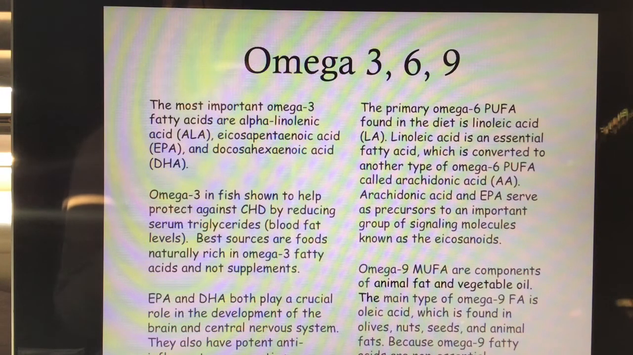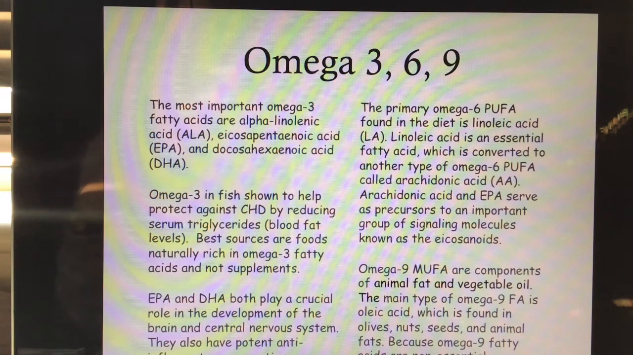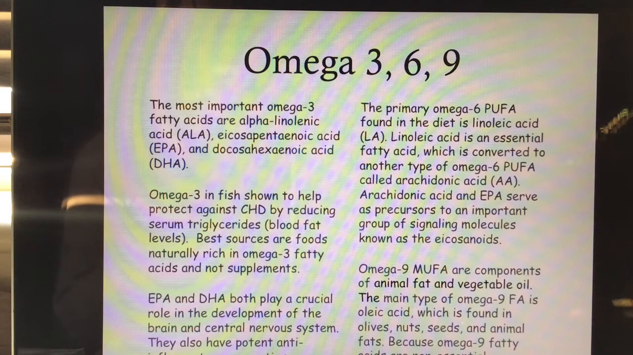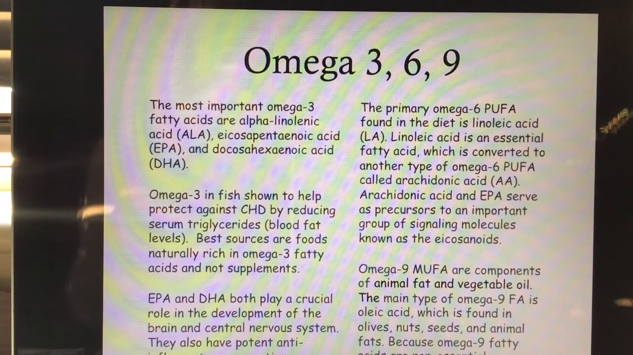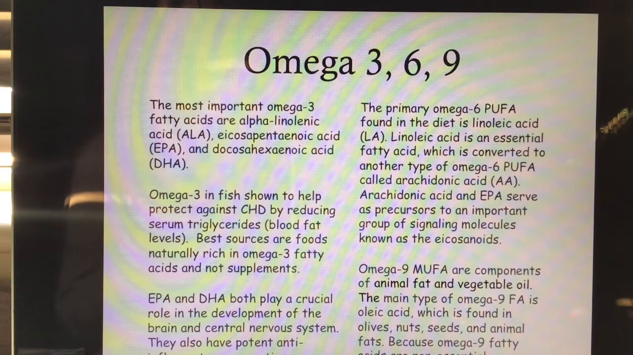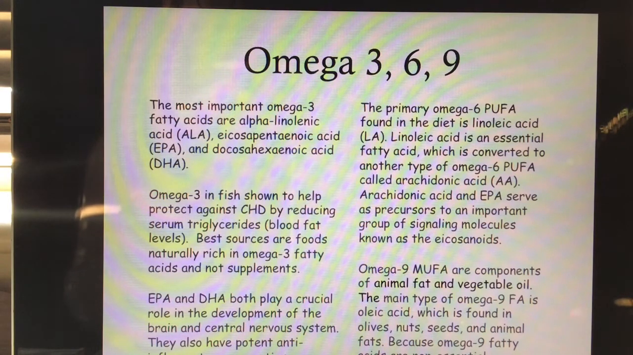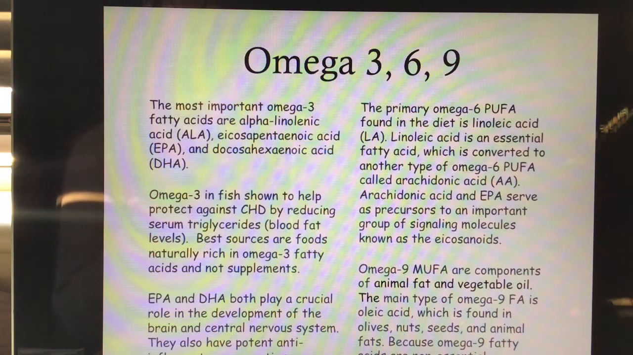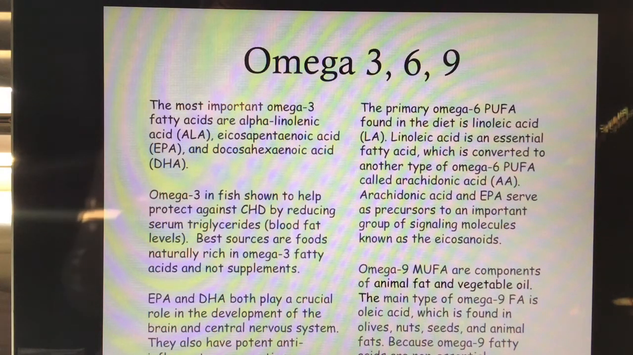The primary omega-6 PUFA, polyunsaturated fatty acid in the diet is linoleic acid, LA. Linoleic acid is an essential fatty acid, which is converted to another type of omega-6 PUFA called arachidonic acid. So if we were to break it down, the two essential fatty acids are linoleic and alpha linoleic, because linoleic will get converted into arachidonic acid. So you might see arachidonic acid as a third essential fatty acid, which is correct, but in fact, from a nutritional point of view, you only need to think about two.